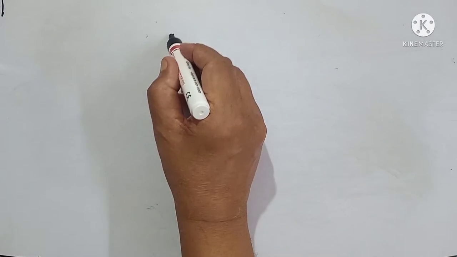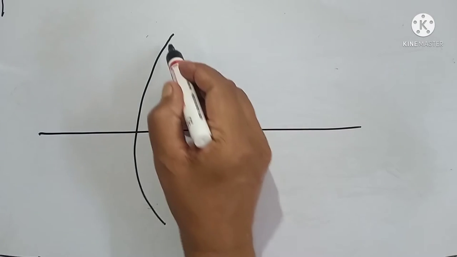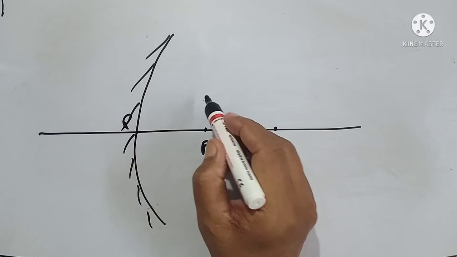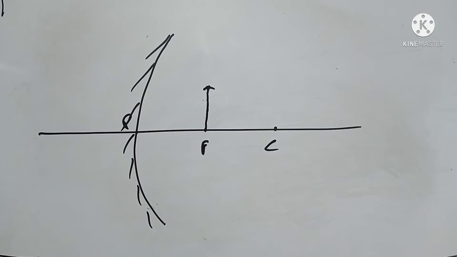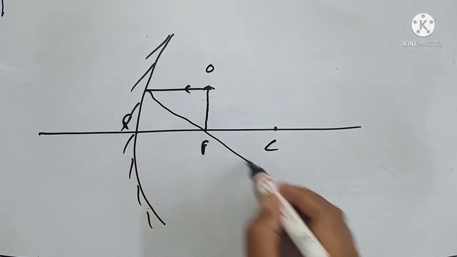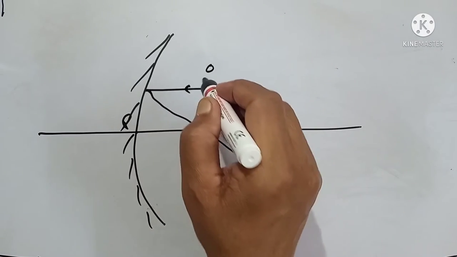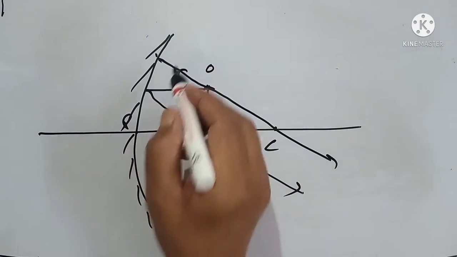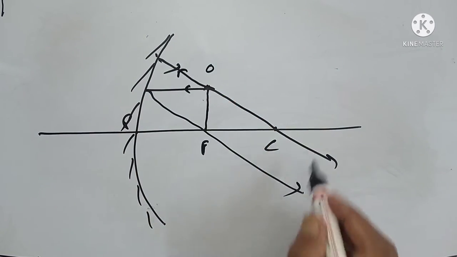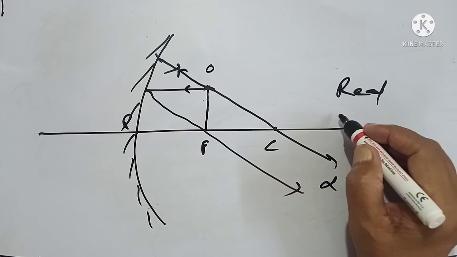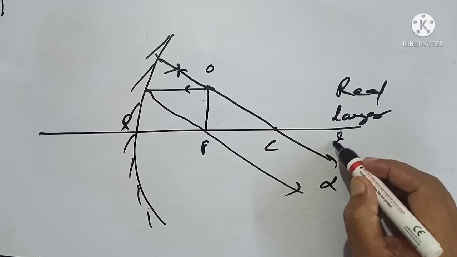Another condition. This is a convex mirror. This is C. This is F. This is O. We now put the object at F. One ray parallel, allowed to pass through F. Now we take another like this. It strikes here and goes back along the same route. So it becomes parallel, going to infinity. The image is real, much larger, and inverted.